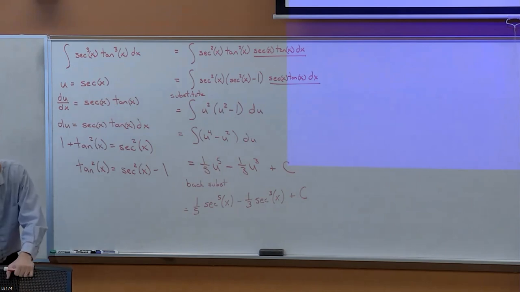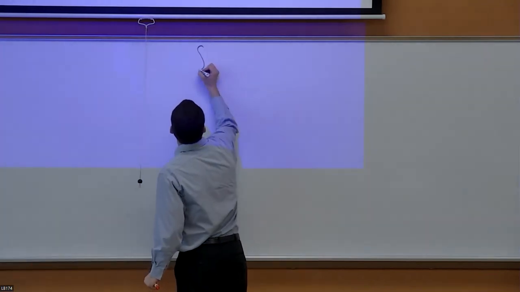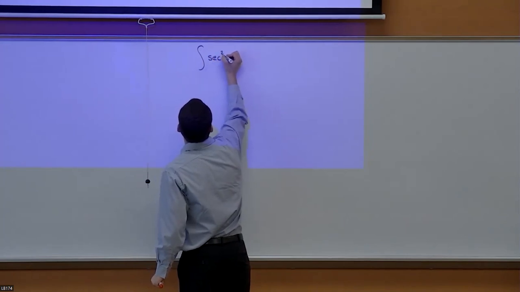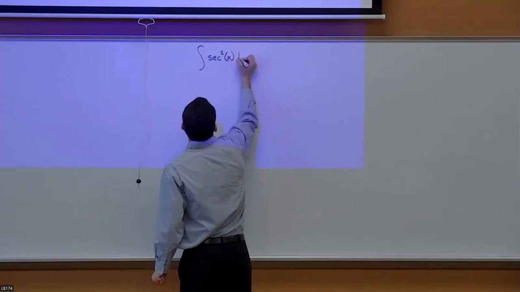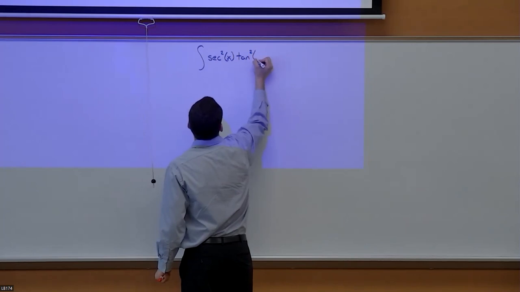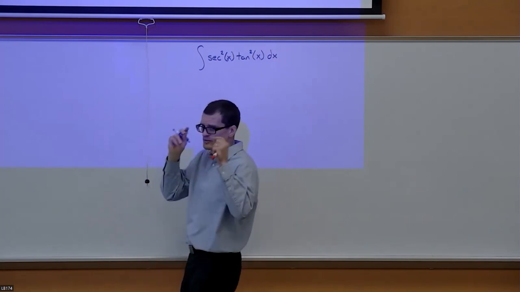Now, the other one on that page, I'll just write it down, we can go ahead and do it. Right now, that's secant squared tangent squared. So let's integrate secant squared times tangent squared with respect to x.